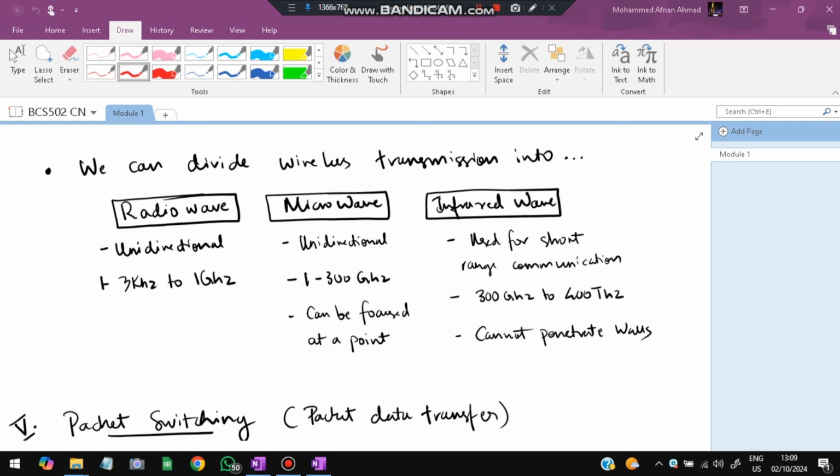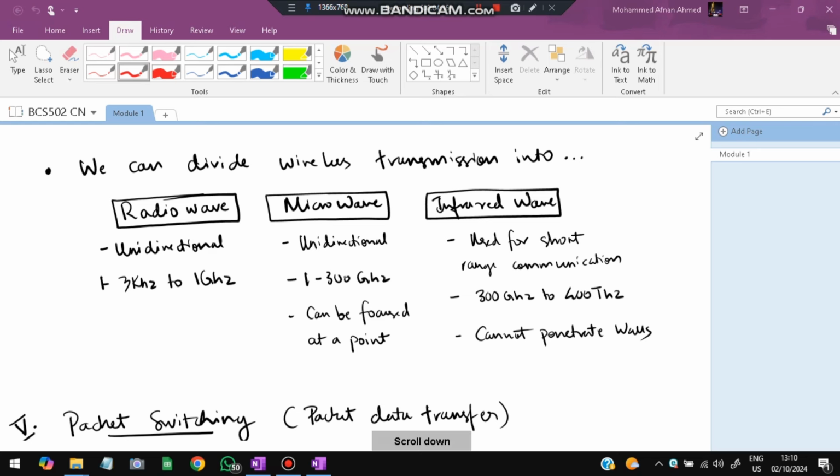In a radio wave, we have the unidirectional wave. It ranges from 3 kilohertz to 1 gigahertz. Microwave is also unidirectional, 1 to 300 gigahertz, and can be focused at a point. That's why you use it for heating purposes, because the waves can be focused at a single point. Infrared waves are used for short communication, the range is 300 gigahertz to 400 terahertz, and they cannot penetrate walls. The infrared application is in wireless mouses and the TV remote. When you press the TV remote, the red light comes, so that is the infrared wave.